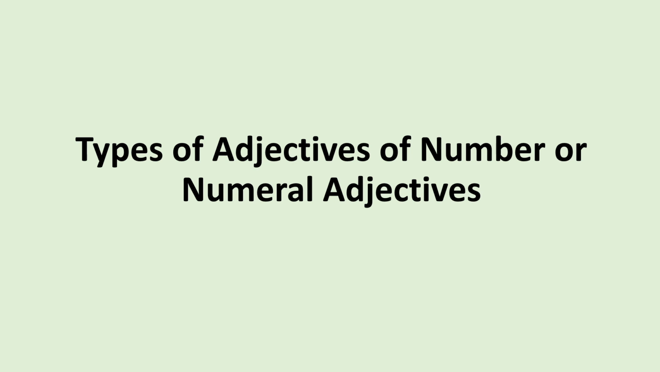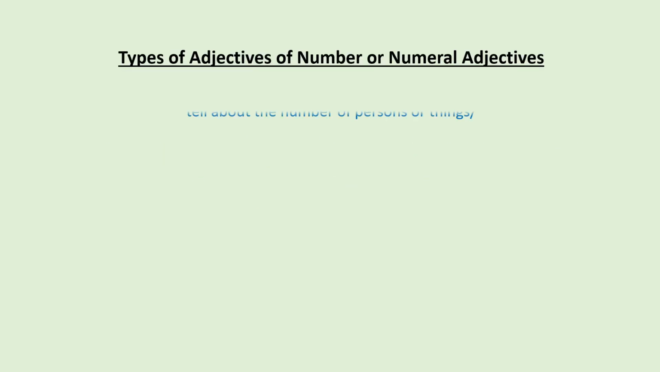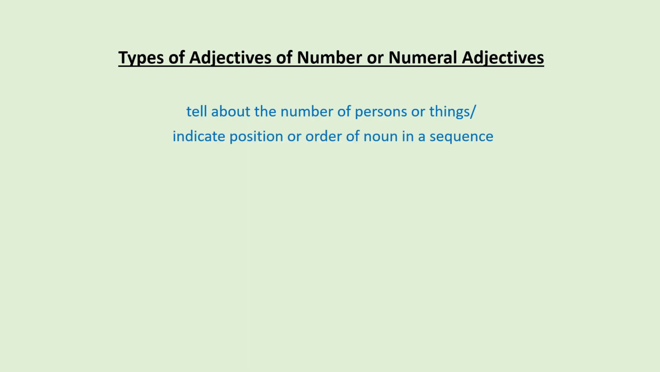Hello everyone. Today we will look at the types of adjectives of number, or types of numeral adjectives. Numeral adjectives basically tell us about the number of persons or things, or indicate the position or order of a noun in sequence. That is, in what position the noun is. Adjectives of number usually answer how many or in what order, and they are used with countable nouns.